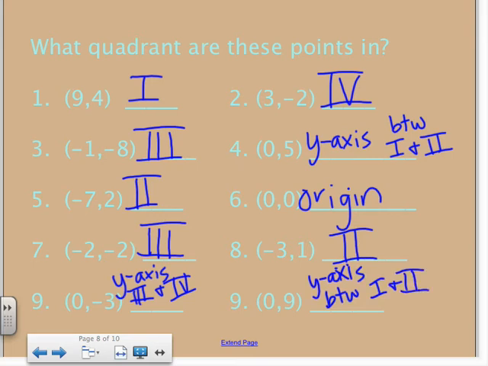We don't have one on here that's on the x-axis. If it was on the x-axis, the second number would be a 0. So for example, -2, 0, that would be on the x-axis. All right, so make sure you feel comfortable identifying what quadrant ordered pairs are in.